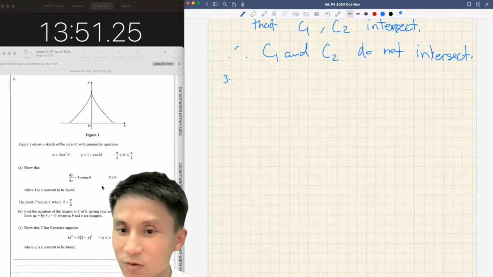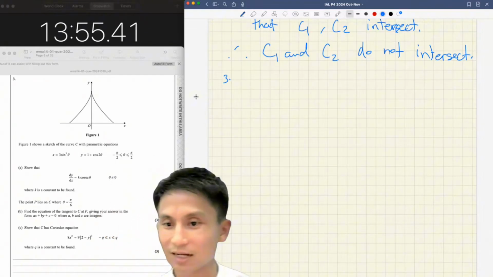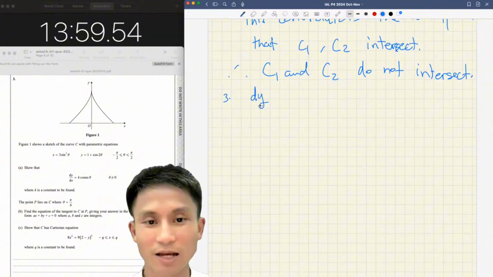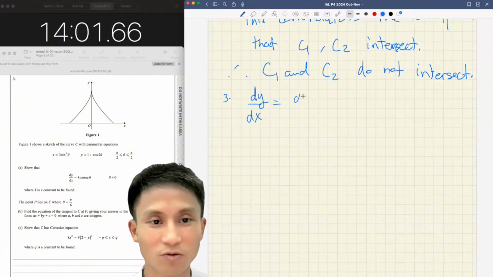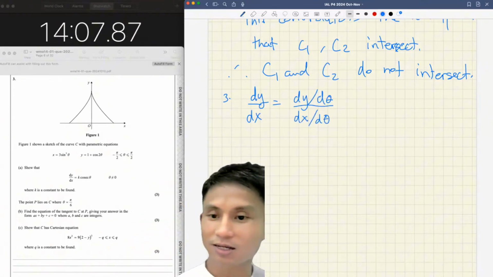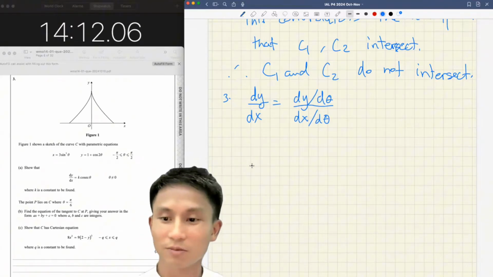Now we have a curve C with parametric equation. Good. Okay. Show that dy by dx is that. Well, the easiest way to do that is the chain rule. So dy by dx is equal to, by the chain rule, dy by d theta over dx by d theta, right? Because theta is the third variable here, which is what makes it parametric.